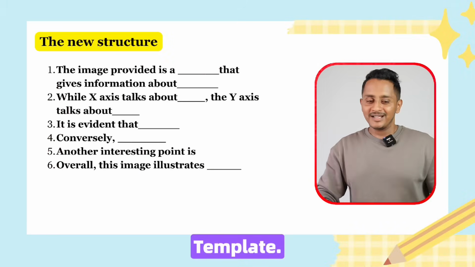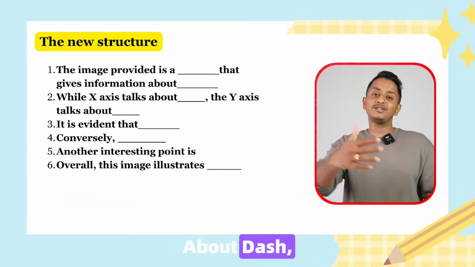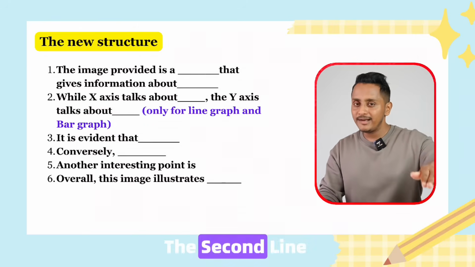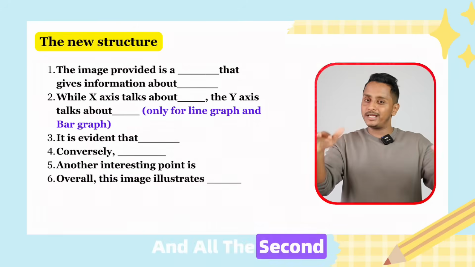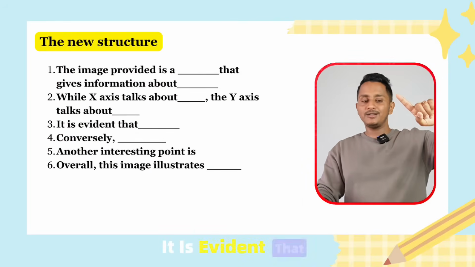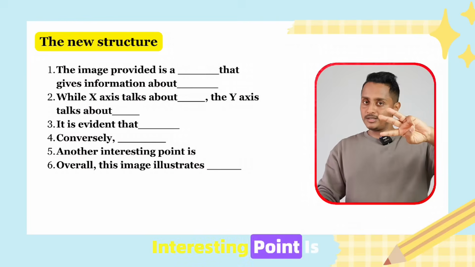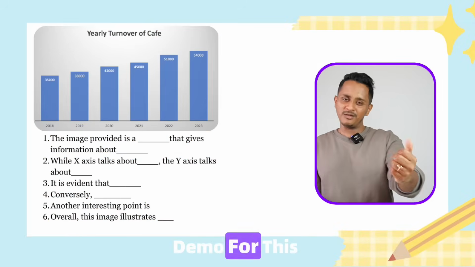This is the template. The image provided is a dash that gives information about dash. While x-axis talks about dash, the y-axis talks about dash. The second line comes only for the bar graph, line graph, pie chart, flow chart and all. Second line, you should not speak. Then the three key main ideas. It is evident that, conversely, another interesting point is, overall this image illustrates. You conclude it. Let's see a small demo for this picture.